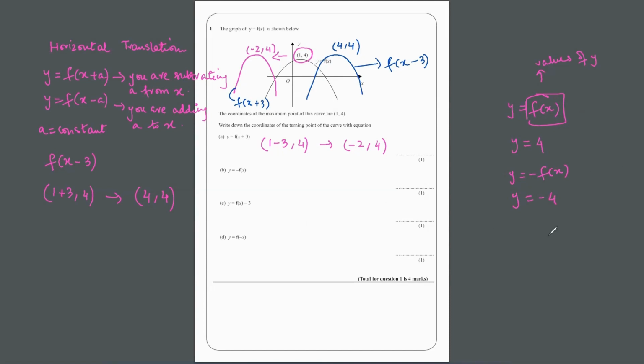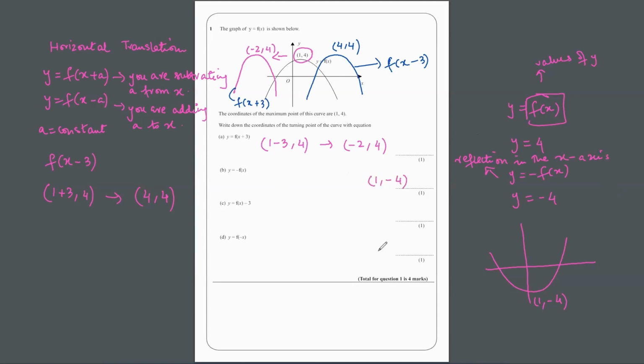Which means what will happen now is your graph will be upside down. It's going to be y equals negative 4. That's going to be the coordinate for the turning point because we reflected the graph in the x-axis. So for this, it's going to be a reflection in the x-axis. So the coordinates are going to be 1, negative 4.